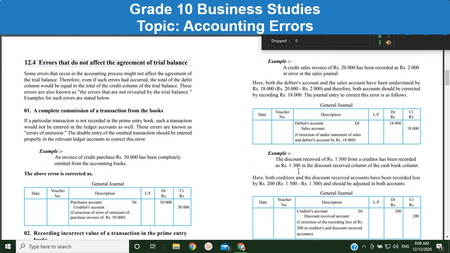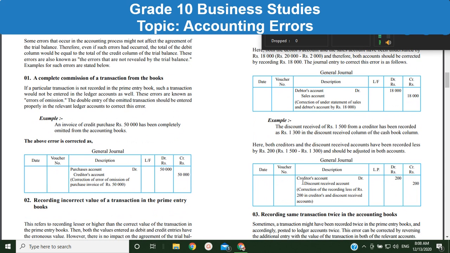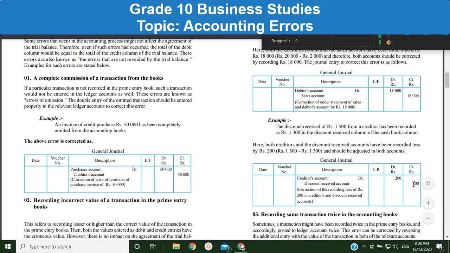Right. Same thing here, another example is given: discount received of 1,500 from the creditor has been recorded as 1,300. So these are small mistakes but you have to correct them. Same method: creditors account debit 200, discount received account 200.